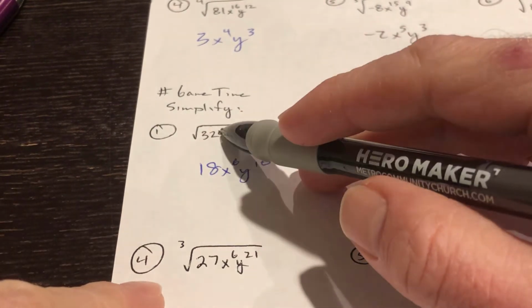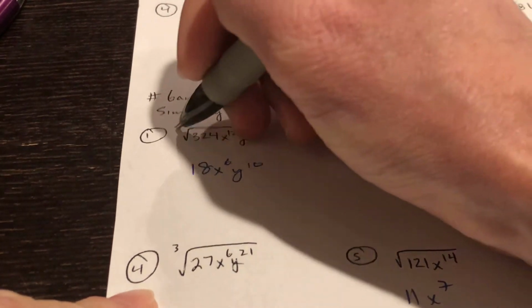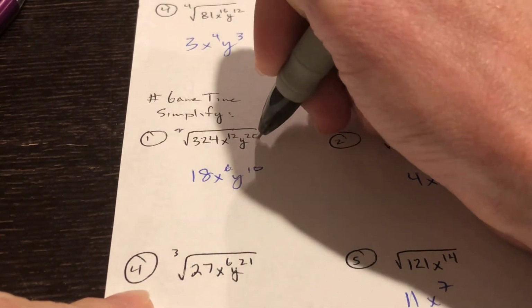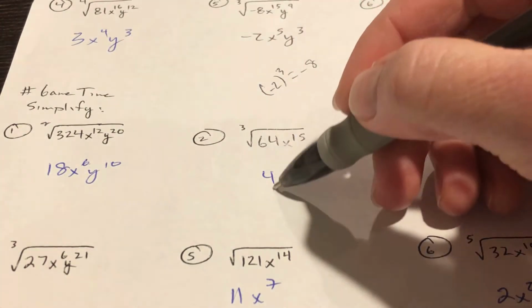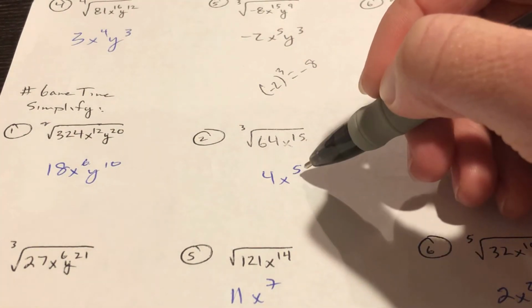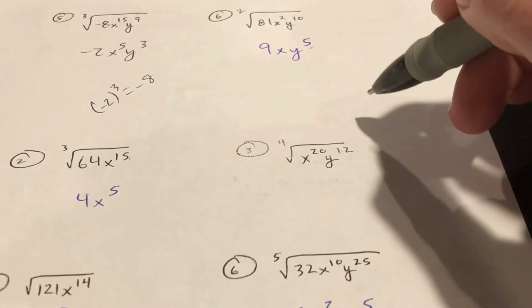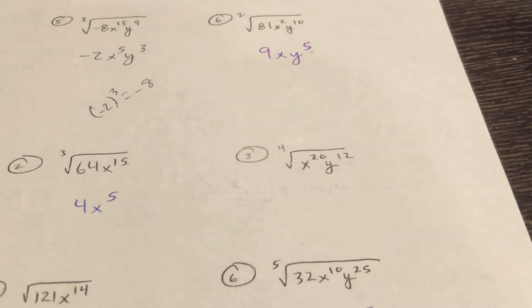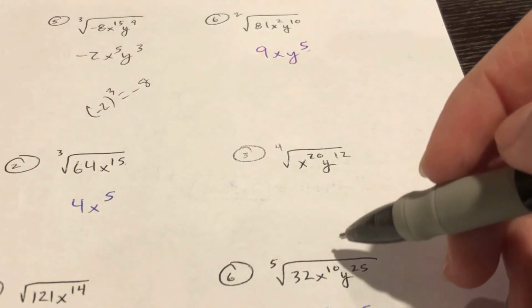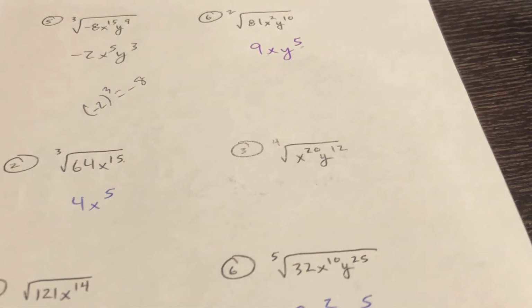What's the square root of 324? It's 18. 2 goes into 12 6 times. 2 goes into 20 10 times. The third root of 64 is 4. 3 goes into 15 5 times. Fourth root of, or 4 goes into, 20. Again, how many groups of 4 can I have if I have 20 x's? I would have 5 groups. That's x to the fifth, y to the third.